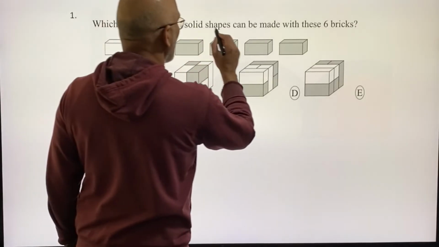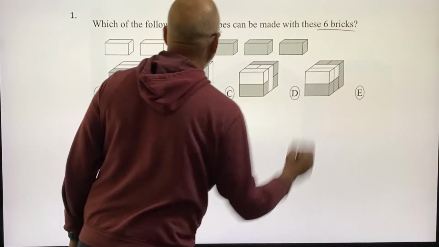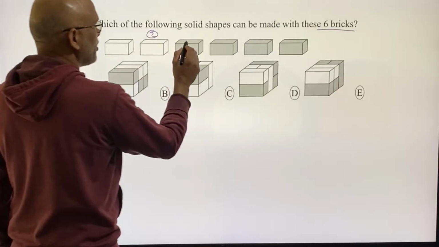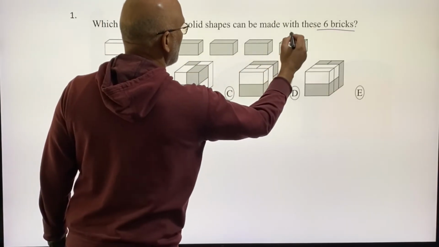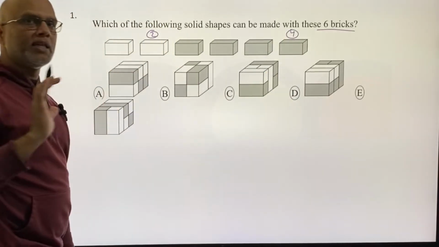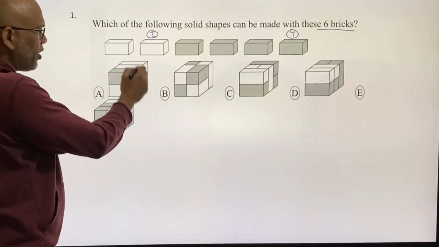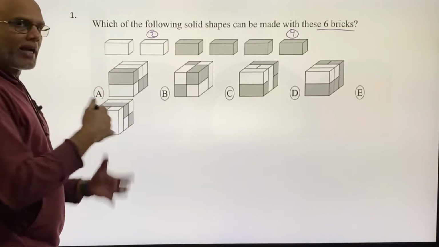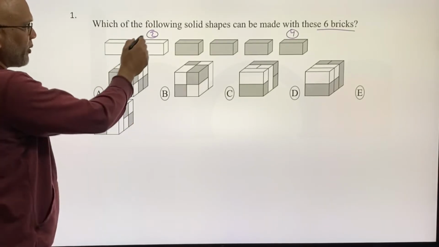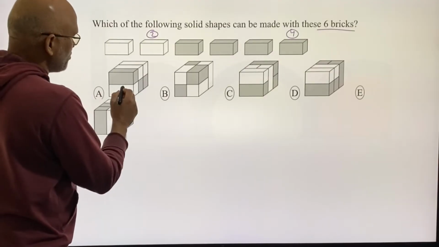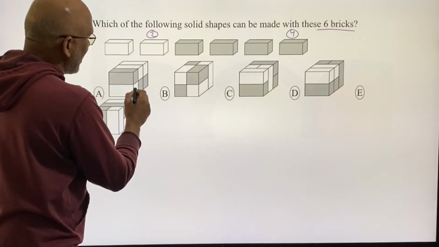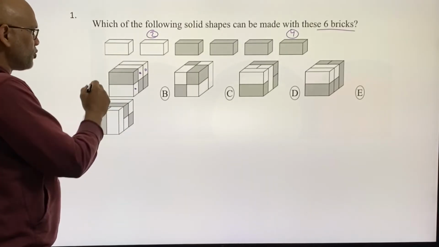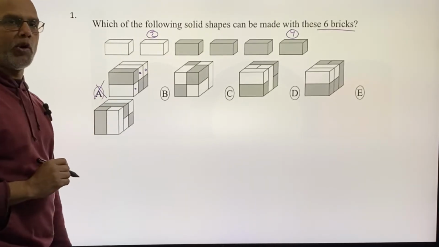Which of the following solid shapes can be made with these 6 bricks? Alright, we have 1, 2 white bricks, 1, 2, 3, 4 gray bricks. Let's keep that in mind. So we can just count the total number of white and gray bricks. We can count either one, white or gray. Let's stick with white. So for choice A, I have 1, 2, 3 white bricks, but here I have only 2, so A cannot be the correct choice.